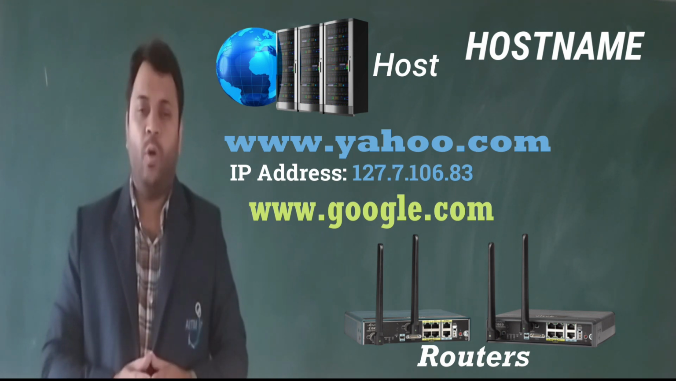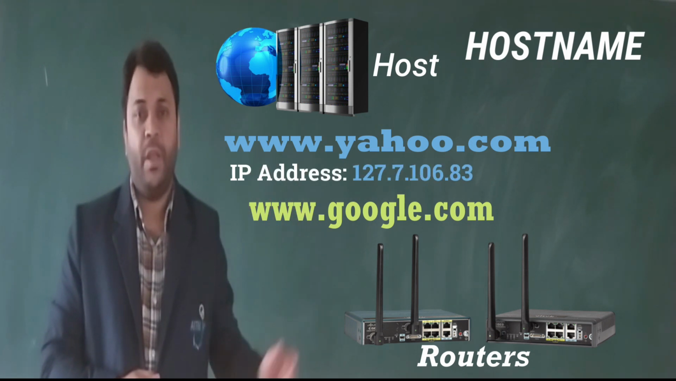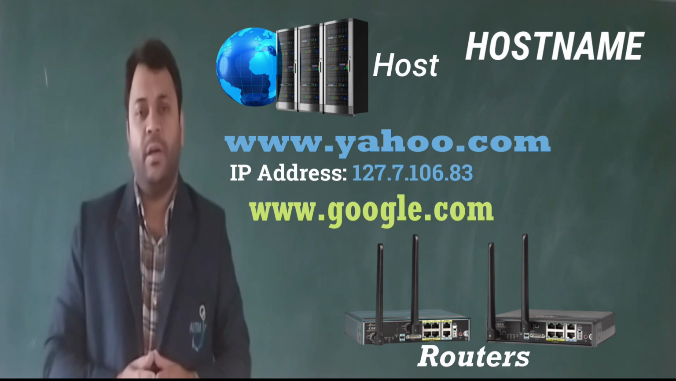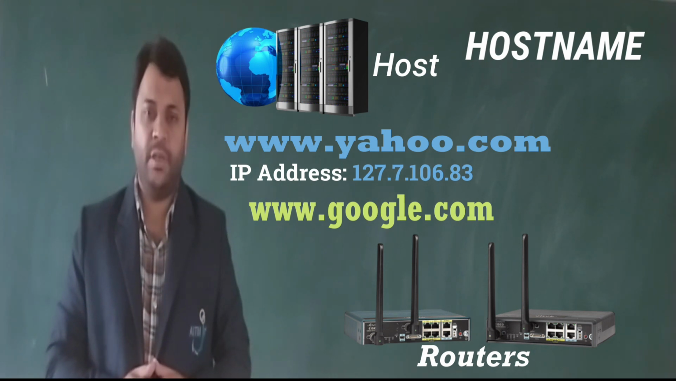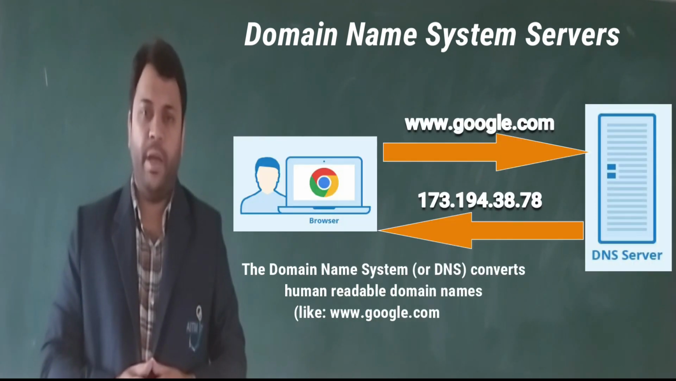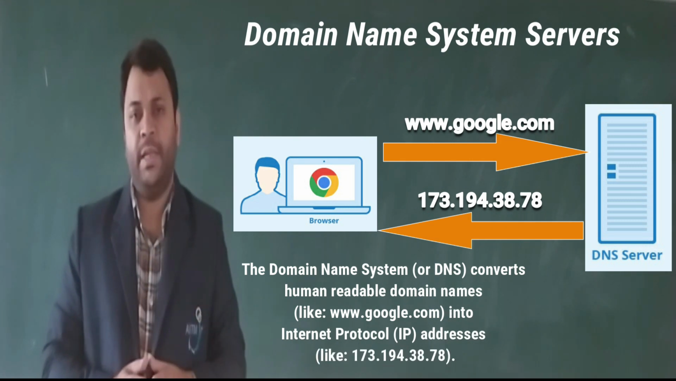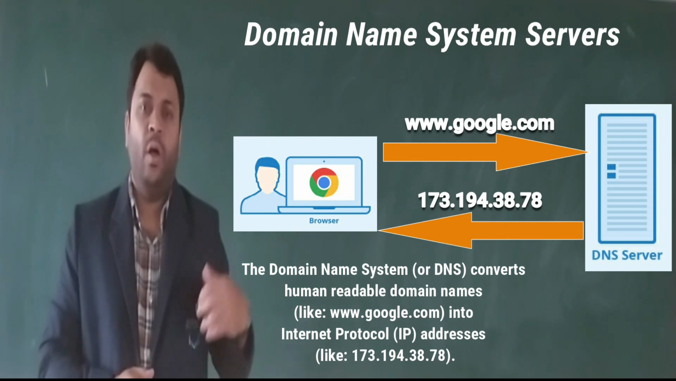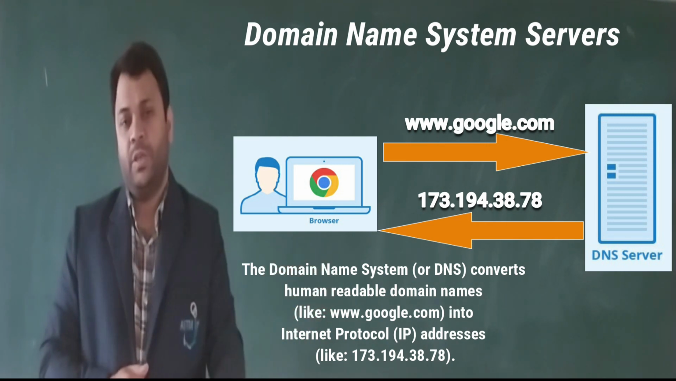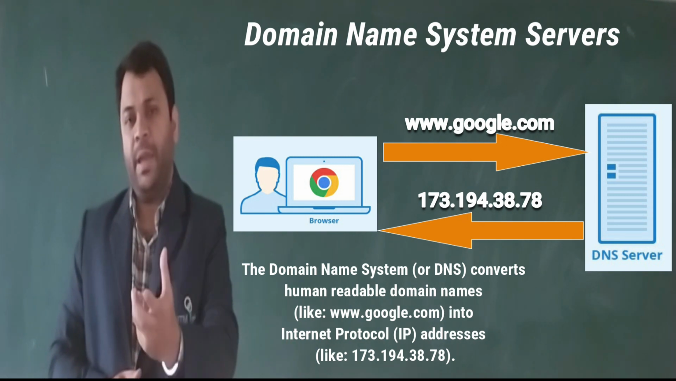An IP address looks like 127.7.106.83, where the numbers are separated by dots and each byte is expressed in decimal notation. The domain name system converts human readable domain names like www.google.com into the internet protocol address, like 173.194.38.78. So the main task of the DNS is to convert these domain names into IP addresses.